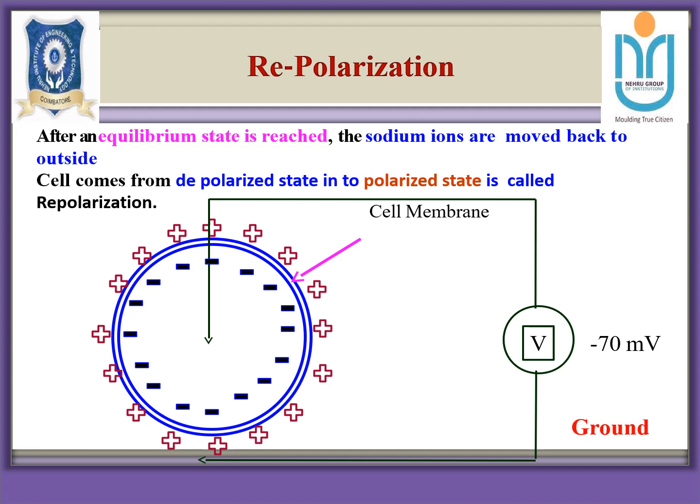So initially in the resting state, a cell is in the polarized state. Then due to excitation or by some action, it becomes depolarized, and after depolarization, after some time, the cell will again get repolarized. That is, it will have more number of potassium ions inside and more number of sodium ions outside. So again, if you read the voltage, the average value will be minus 70 millivolts. So it is called as cell repolarization.